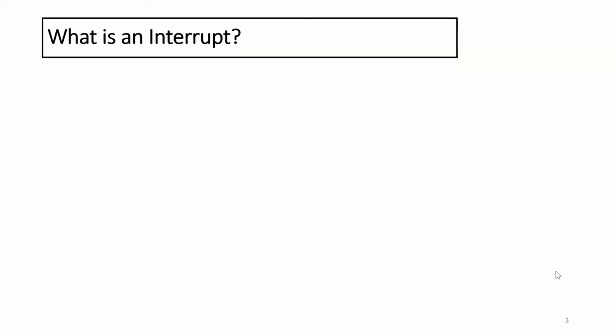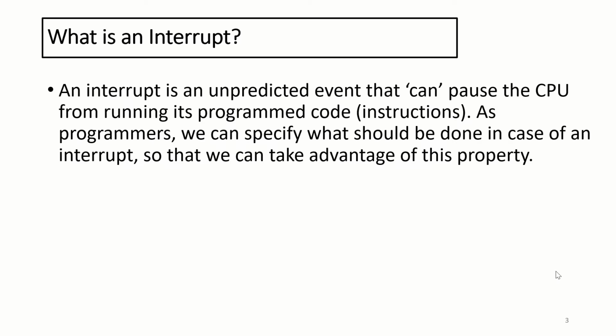First, let's see what an interrupt is and then let's go through some definitions. An interrupt is an unpredicted event that can pause the CPU from running its programmed code. The reason why I'm saying can pause is that we will be able to set whether the CPU will accept or ignore some types of interrupts. You'll hear the word maskable and non-maskable in the coming slides.